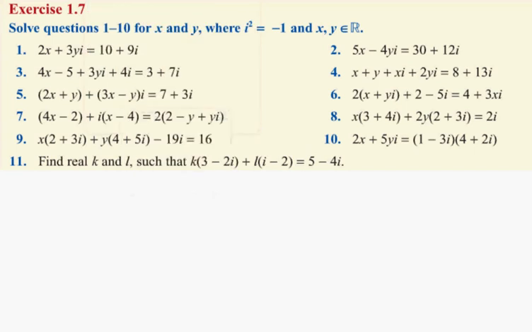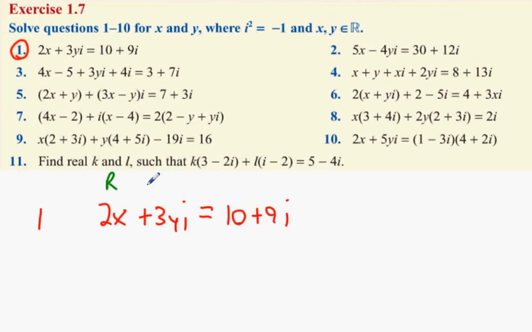What we're doing is equality, okay? So if I set this to you guys, question 1 as the example: 2x plus 3yi equals 10 plus 9i. If the equation is balanced, you have the same amount of i's on both sides. Do you understand that? So basically, the 2x is what we call the real part, because it has no i in it. Do you understand?